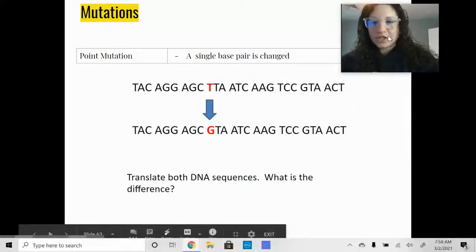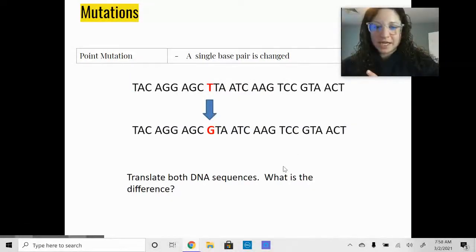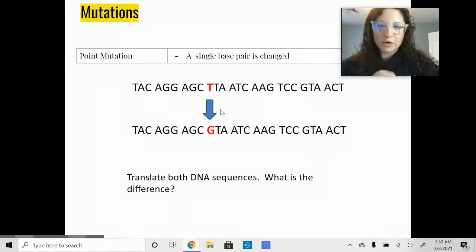So we can actually look at this in the form of DNA. You can translate both of these DNA sequences, but what you're going to find is that this codon right here will no longer code for the same amino acid that you see this codon down here code for. So we're still going to have the same number of amino acids, but the actual sequence of amino acids is going to be different for this fourth amino acid or fourth codon.